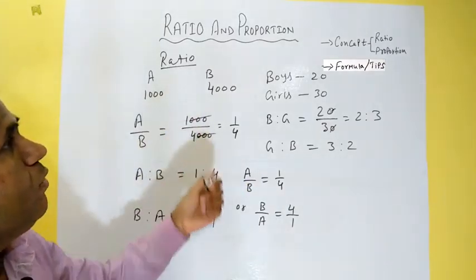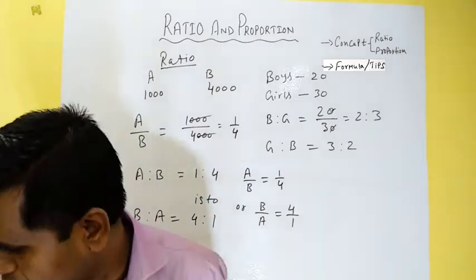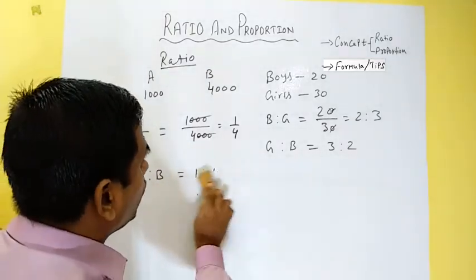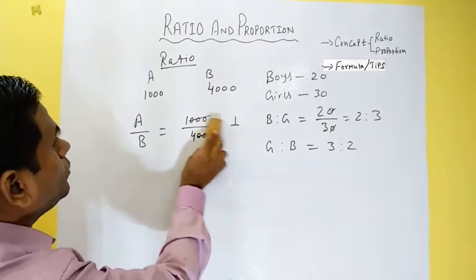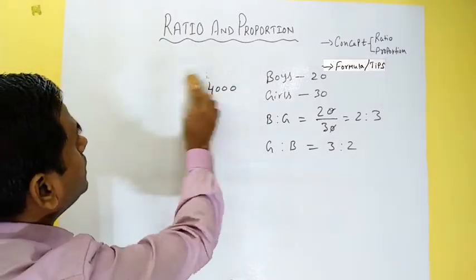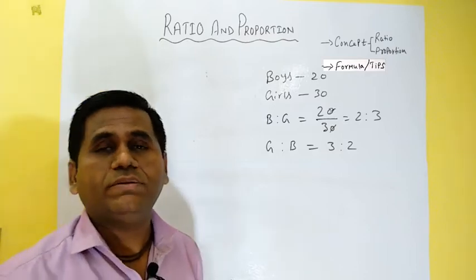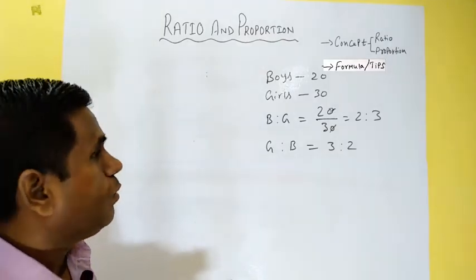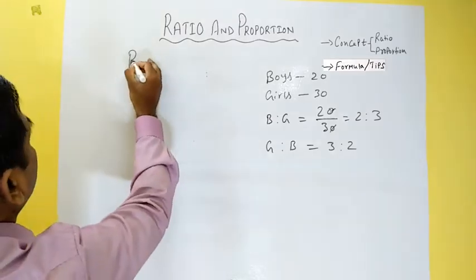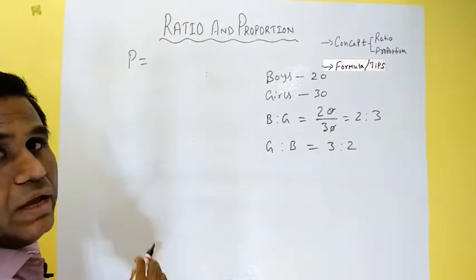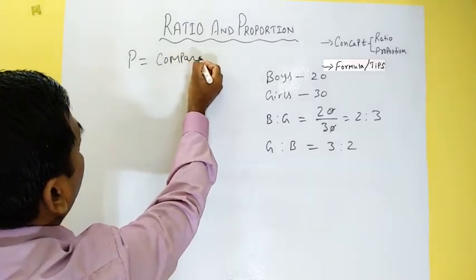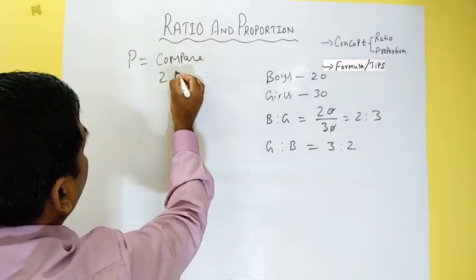Now we will see what is proportion. Let me quickly erase this. When we have to define the proportion, we learned that ratio is to compare between two quantities. Now when we come to the proportion, I'll write here proportion, it is to compare two ratios.